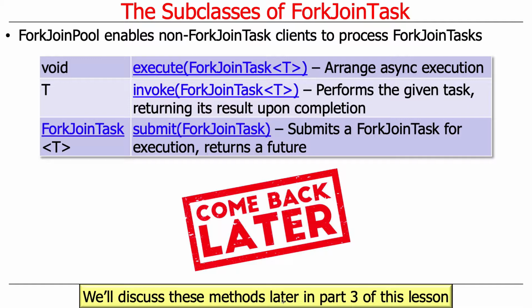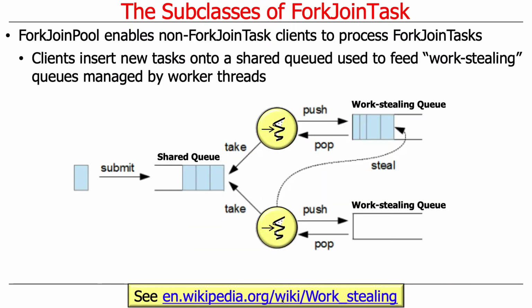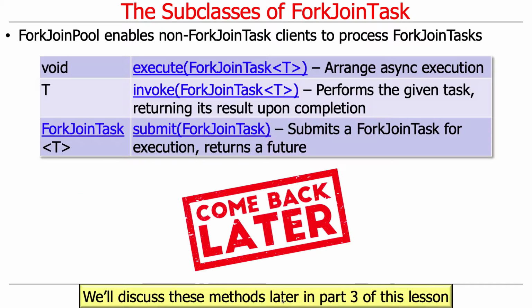The main point to come away with at this stage is that these methods are used to get the initial ForkJoinTask into the ForkJoin framework. And once it's in the ForkJoin framework, then all the magic of the worker threads and the work stealing and all that stuff takes over. And we'll talk more about that. So what happens here is that when a client, in other words, a program that's using a ForkJoinPool, wants to start things in motion, it will insert new tasks by calling one of these methods like execute, invoke, or submit.